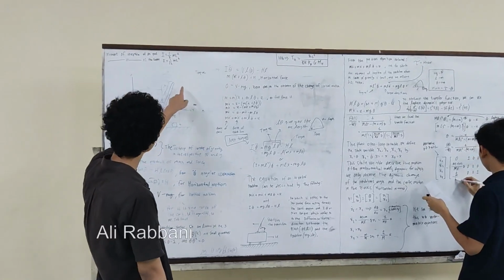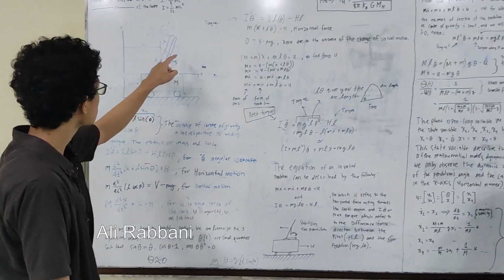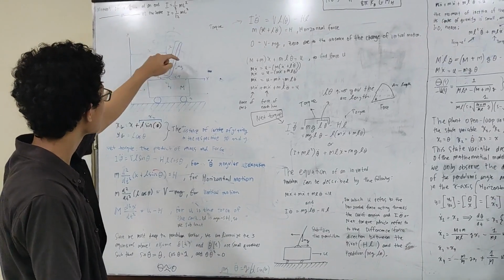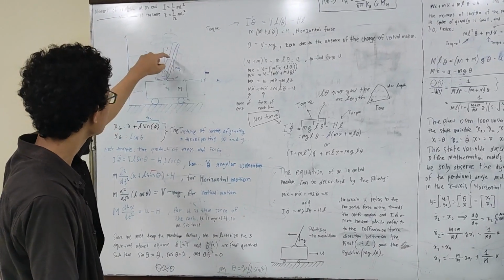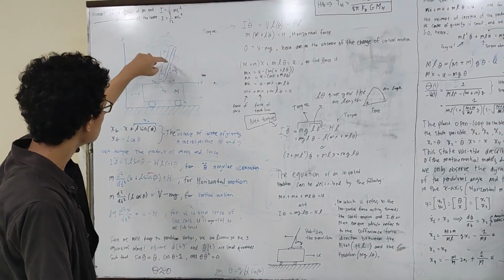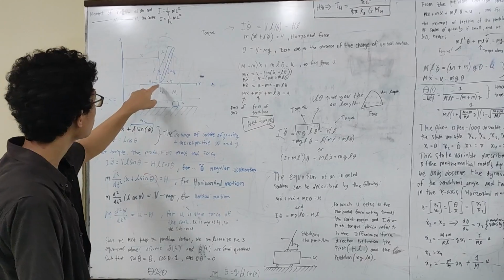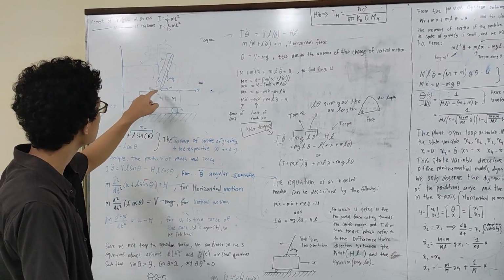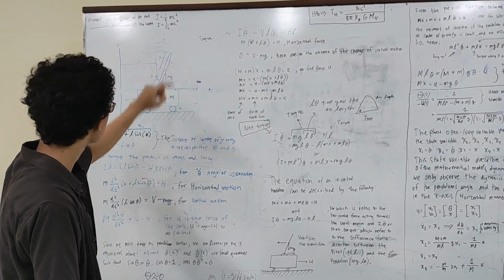So here, we have a pendulum. Assume the pendulum is uniform. We have the force acting downward as m times g, and here is the center of mass in the middle of the pendulum. Here is the pivot point. And here's the distance L, which is the distance from the pivot point to the center of mass.